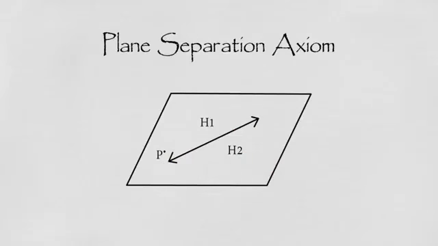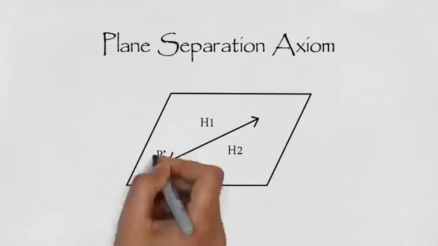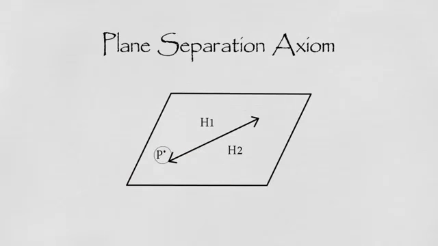Each set, H1 and H2, is called a half plane and the line is called the edge of the half plane. If P is a point in any of the half planes, then that half plane is called the P side of the half plane.